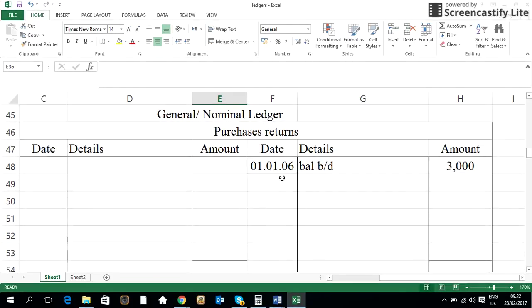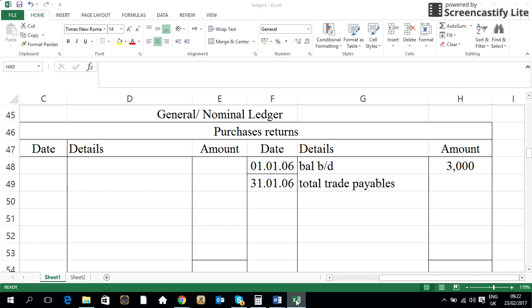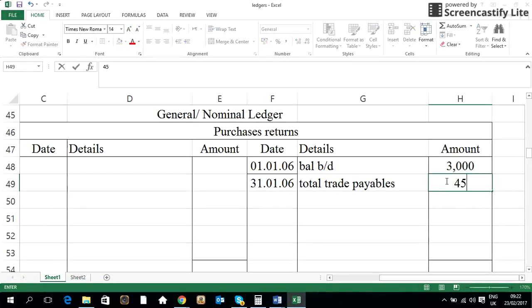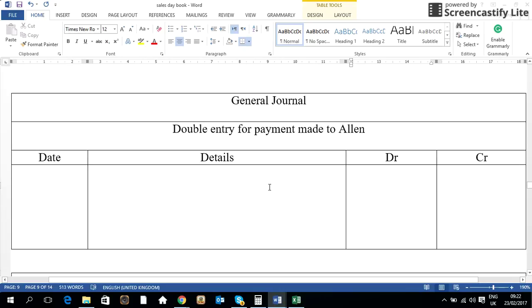Now, you move to the purchases returns account. The date would be 31/1/06 as total trade payables, and the total purchases returns would be 455. Now we are done with that.